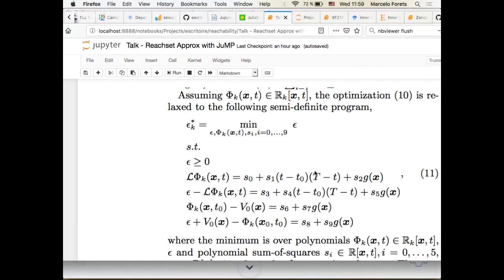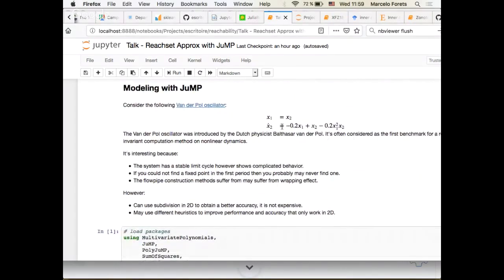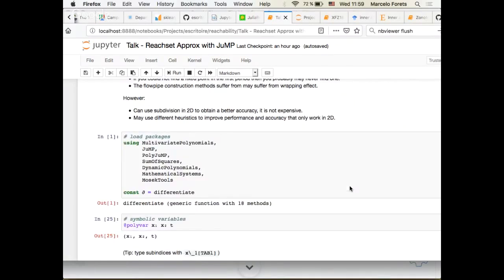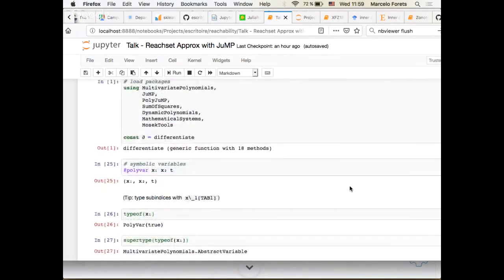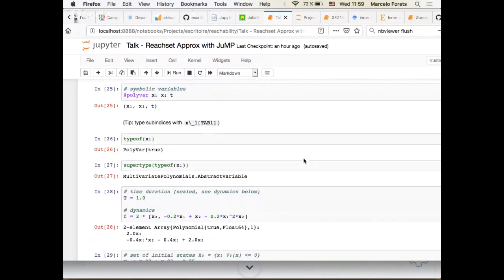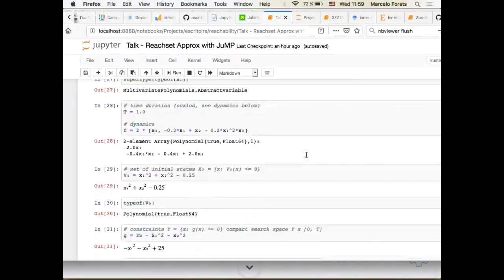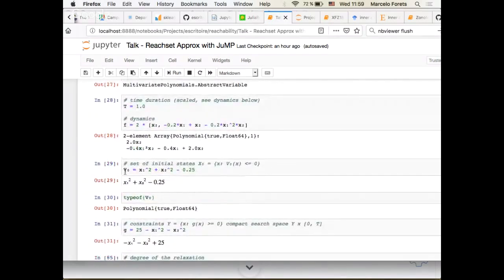Okay, so how can I model this with JuMP? I'm going to present the modeling together with the example. The simplest example is a van der Pol oscillator. It's two-dimensional, which makes it easy, but it also has some complications because it has a limit cycle. So you load some packages, you define some polynomial variables, and then you define the dynamics. So I defined the dynamics of my van der Pol system, and then I define the initial states, like that.